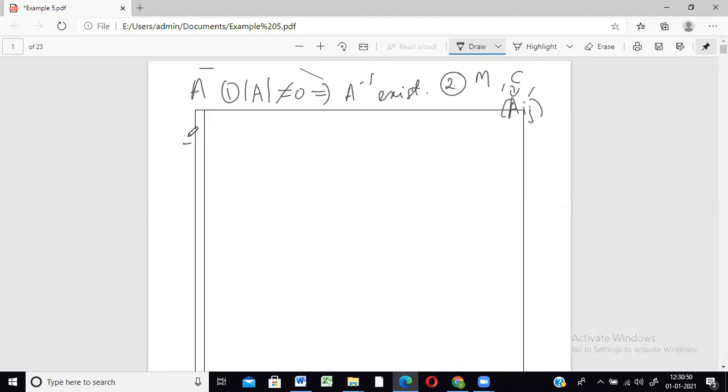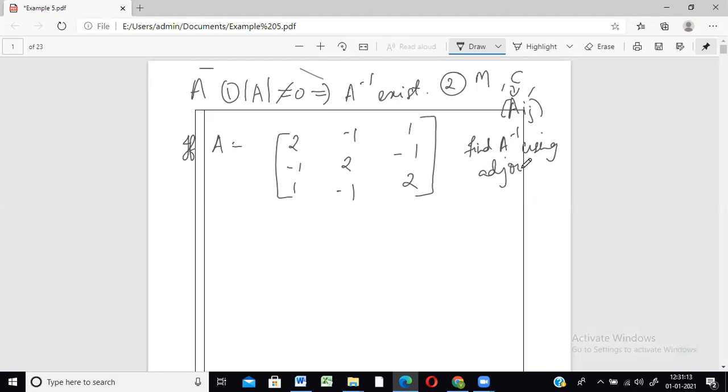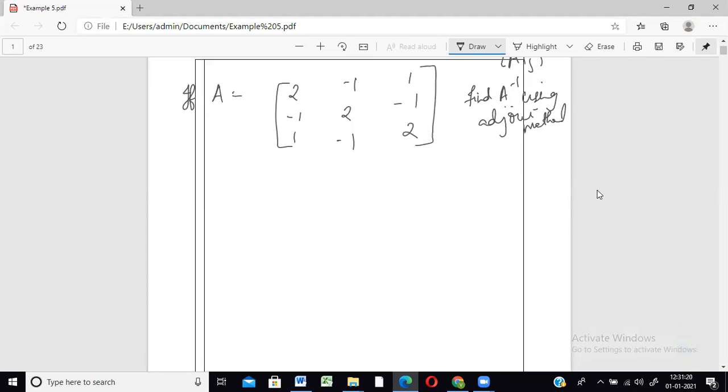Suppose this is the matrix that I have chosen. Suppose A is [2, -1, 1; -1, 2, -1; 1, -1, 2]. Okay, so this is the matrix, and they tell you to find A inverse using the adjoint method. All right. So we know what the first step is. We have to find its determinant value. We will check whether it is equal to 0 or not. If it is not equal to 0, only then can we find the inverse, right?